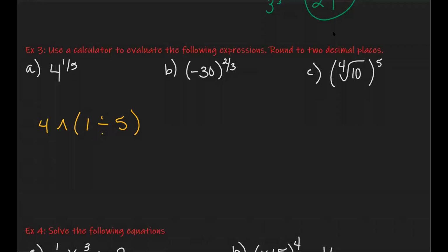Hopefully what you get for this one is 1.319. We're going to round to 2 decimal places, so 1.32. And we'll use approximately, because it's not the actual value, 1.32. We're pretty much going to do the same thing for all 3 of these.